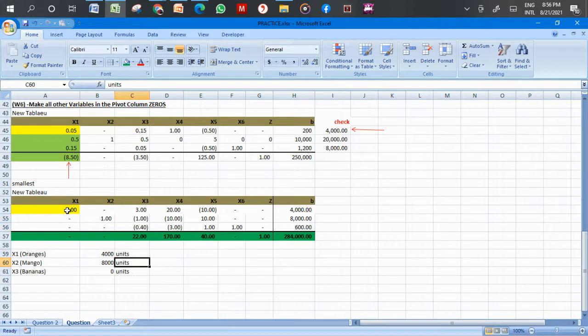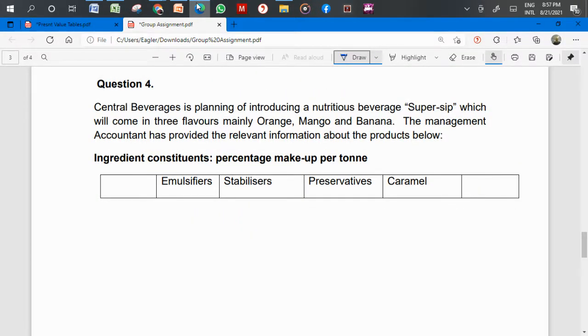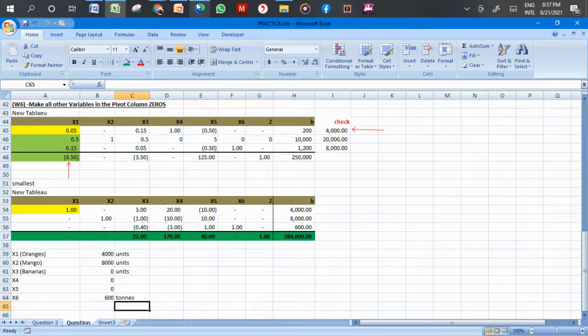So the interpretation is that for that particular variable, we put 0. The same applies to x4, we put 0. And x5, we put 0. x6, we put 600 tons. x6 was representing what? Was it multipliers or something? Preservatives. It was representing preservatives.